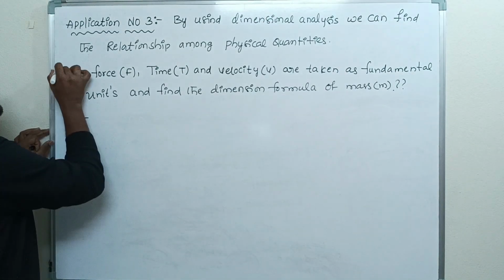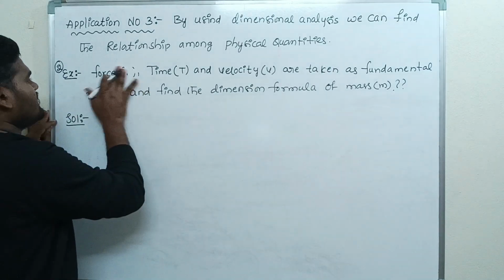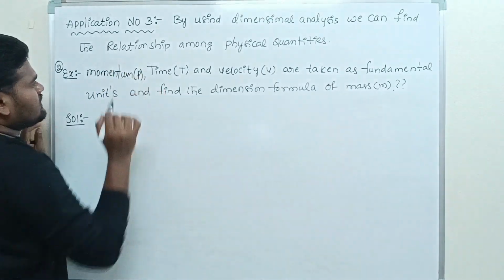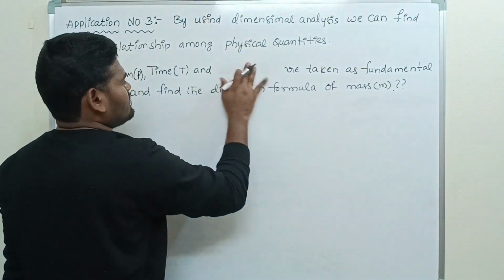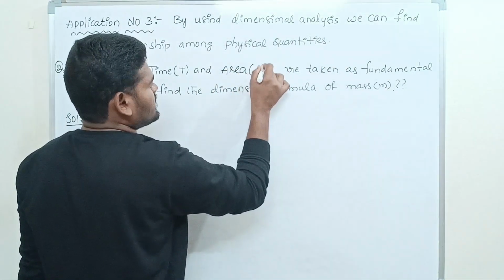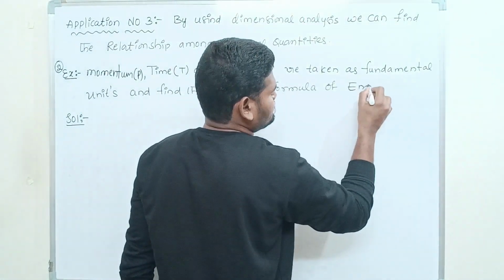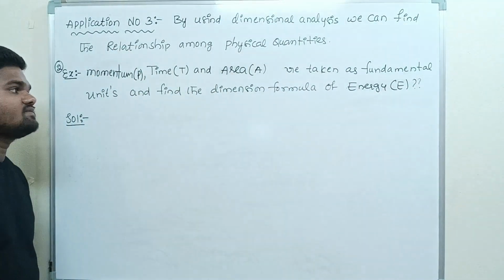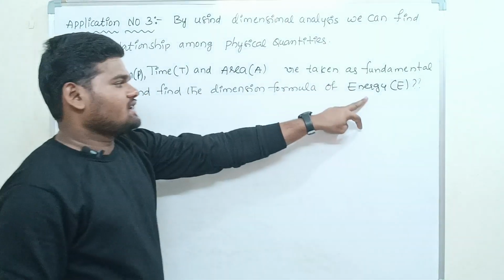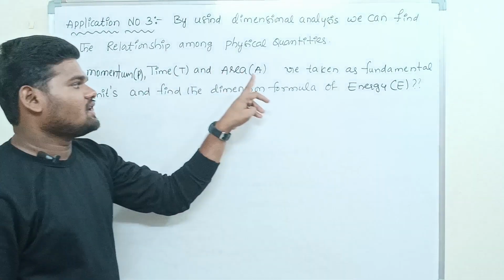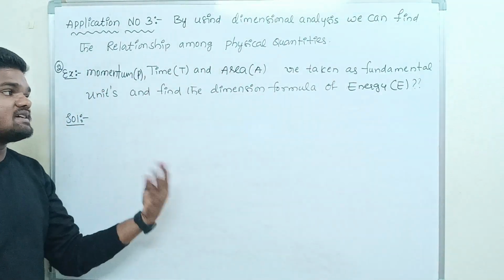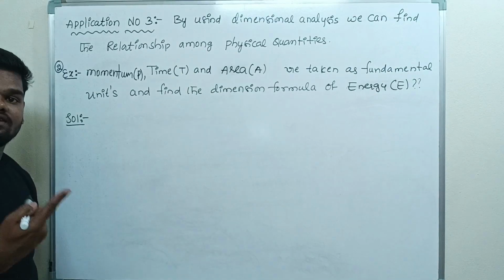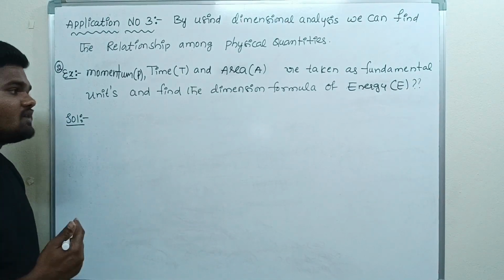I'm taking a second example. This time, I'm taking momentum P, the time, and the area, and we find the relation for energy. Pause the video and try the answer. Here energy is related to momentum, time and area. We have to establish the dimensional formula for energy. Pause the video and try the solution. 3, 2, 1, go.